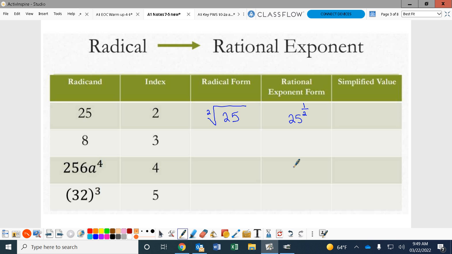Okay, grab your calculators. Type 25 power button 1 fraction button 2. What's that give you? 5. Should be 5. If not, does anybody have a question on how to type that? 25 power button 1 fraction button 2 equals.